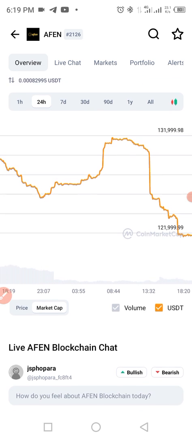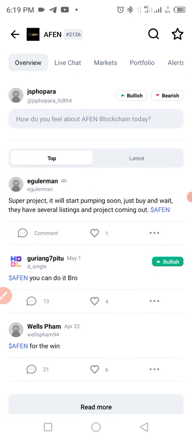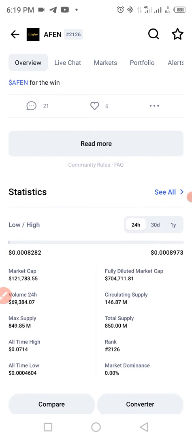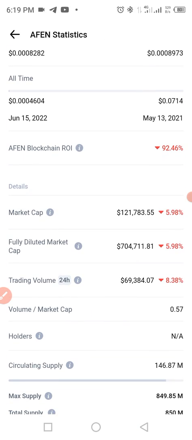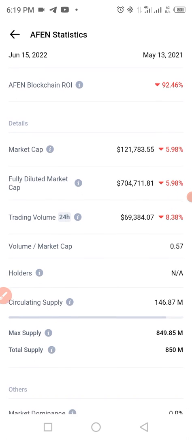It's the same thing: the price, the percentage change. I just want to show you something else. You go to the statistics. At the moment, it currently has a $121,000 market cap. If you look at the market cap analysis, you understand that this is at a low cap. It's a low cap market coin, so this coin still has major potential.